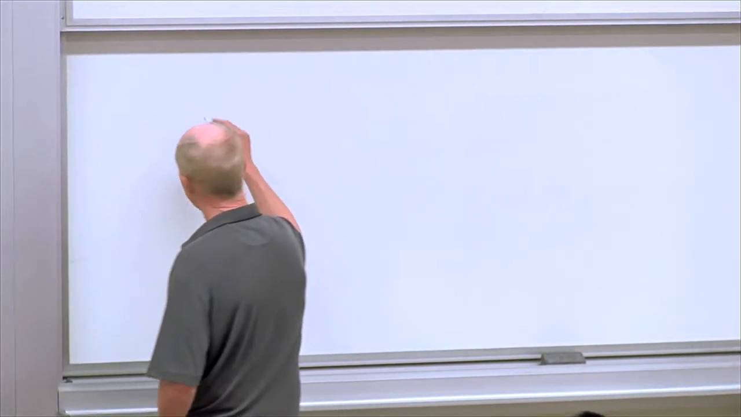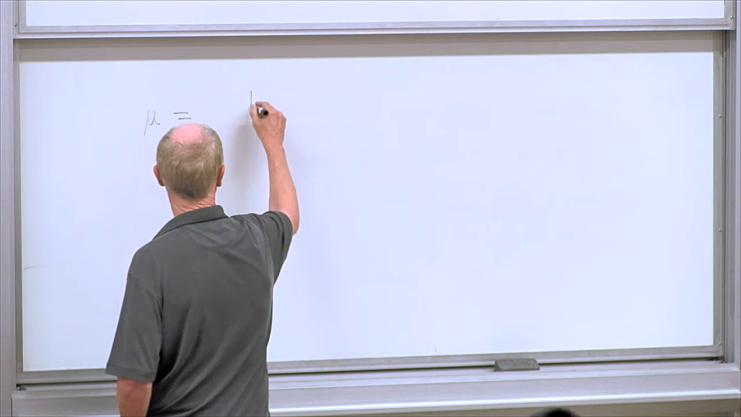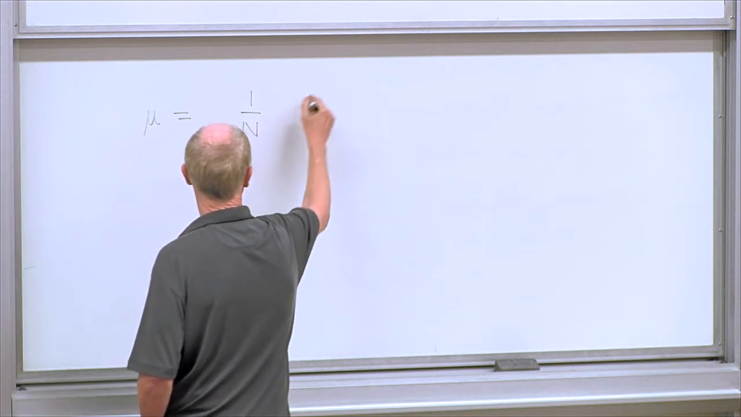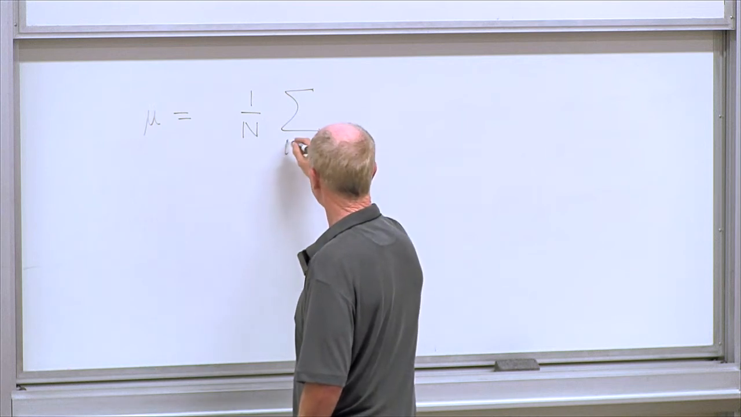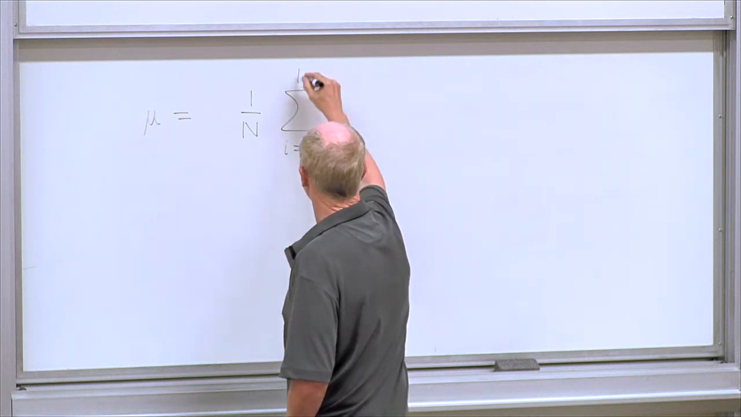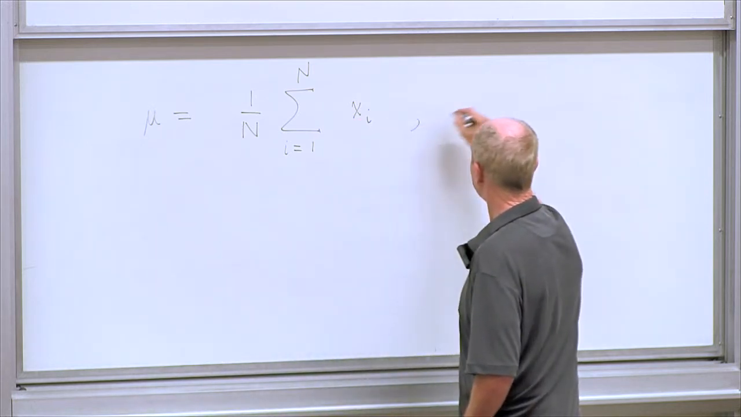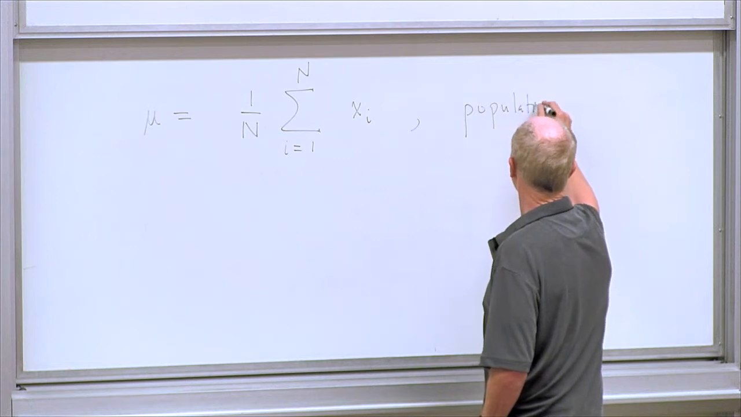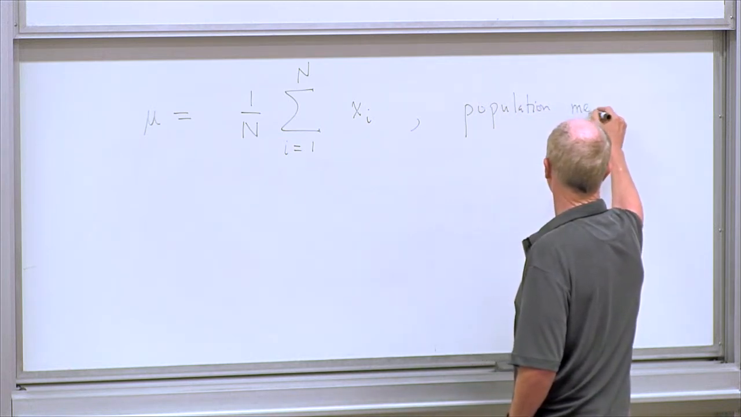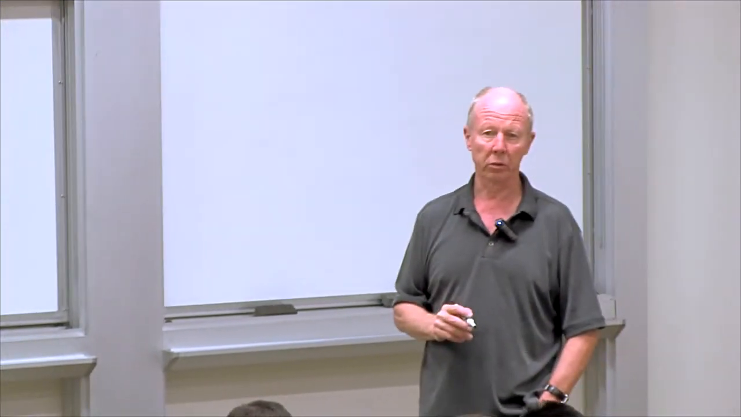So one common summary of those numbers is the average. This is called the population mean. So in the first example, this would be the average height of a student at UCI.